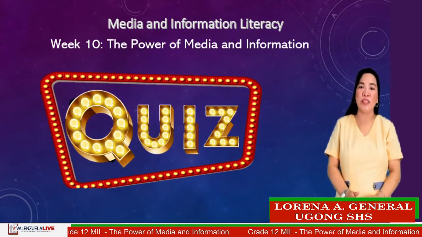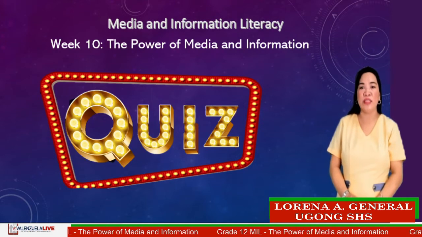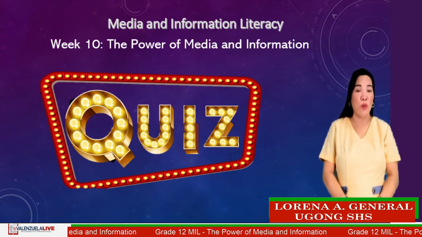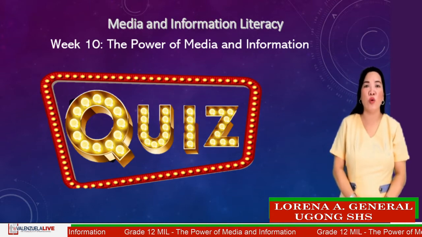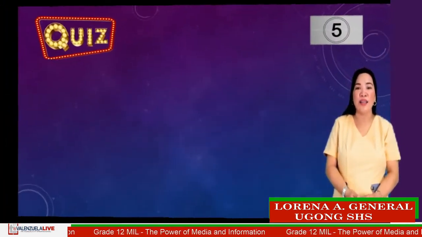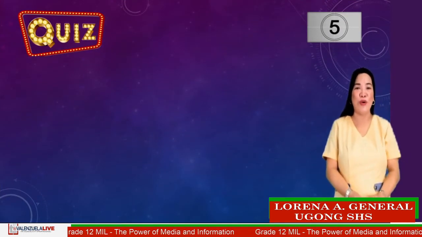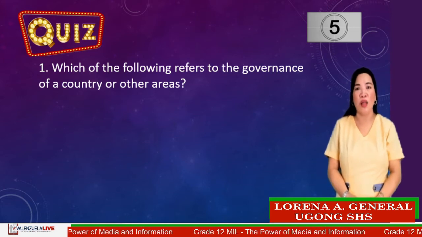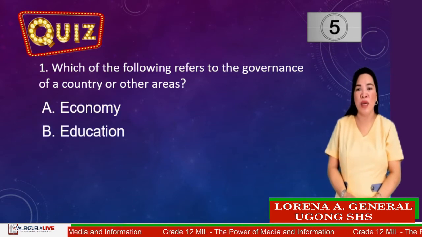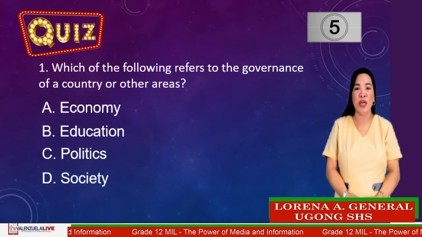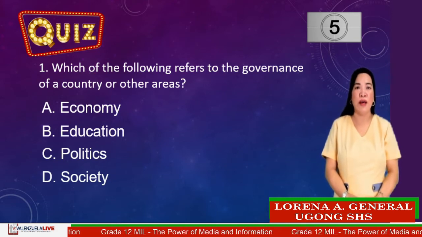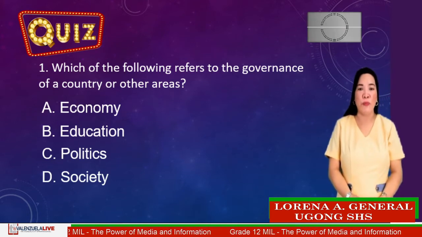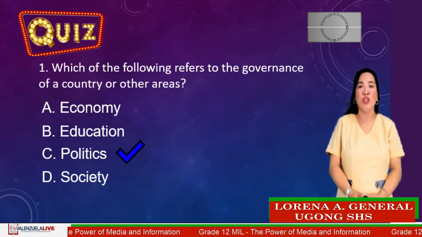Okay, so there you have it, guys. Let's check how well you remember from today's lesson, which is about the power of media and information. Again, you can write down your answer in our comment box. I am giving you 5 seconds to answer each question. Are you ready, guys? Let us start with question number one. Which of the following refers to the governance of a country or other areas? Is it A, economy, B, education, C, politics, or D, society? You have 5 seconds to answer. Okay, time's up. If you answered letter C, politics, you got it right.